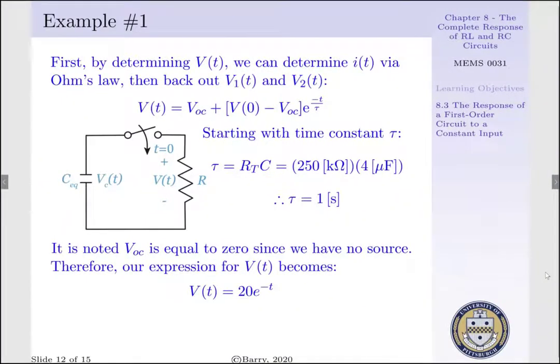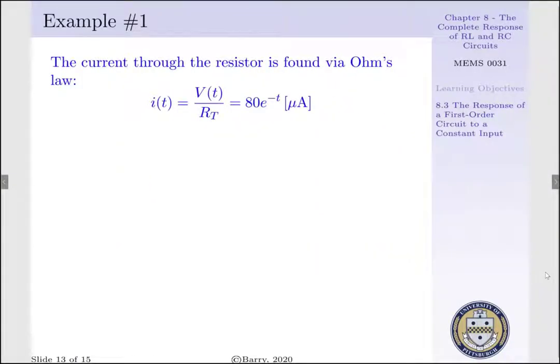We note that VOC is equal to 0. That is, we have no source voltage. We only have initial voltage, V sub naught. Therefore, V of t is equal to 20 e to minus t. The current running through a resistor is simply found via Ohm's law. I is equal to V of t per R, where V of t is equal to 20 e to minus t volts, and R is equal to 250 kiloohms. Thus, I of t is equal to 80 e to minus t microamps.